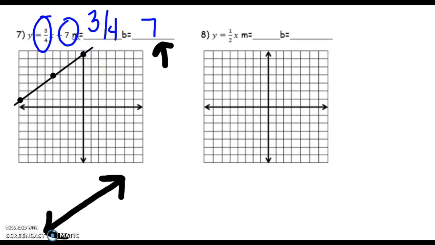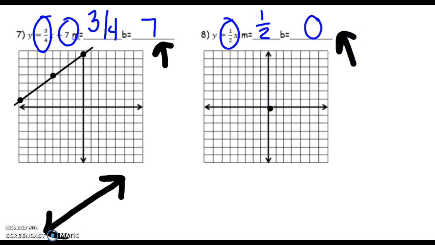All right, my last problem. This one gets a little bit tricky because I have my slope in front of the M. So I know that that's my slope, but there is nothing left for my B. If there is nothing there, what's it going to be? You guessed it, 0. So in this case, I'm going to, again, start with my 0. So I start at 0.